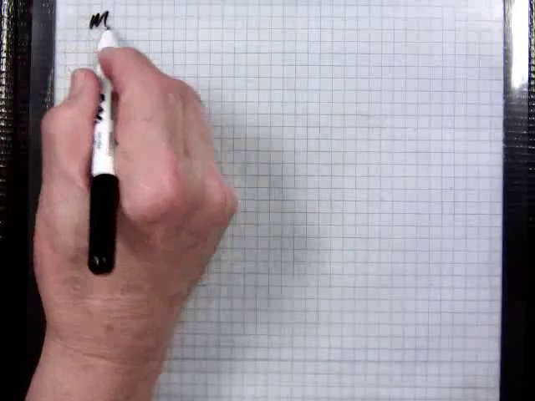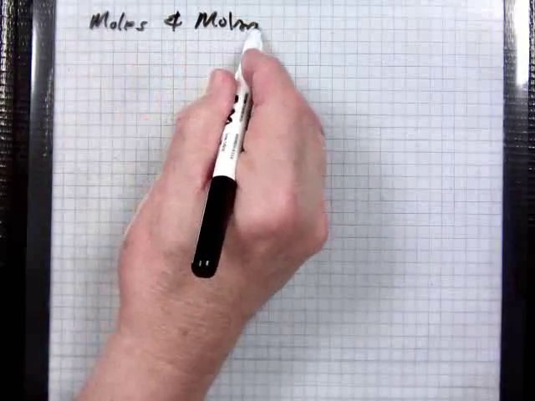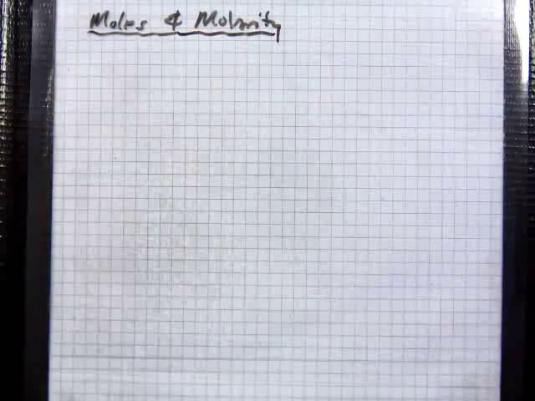Okay, first part is moles and molarity. Moles is a mass number. Molarity is a concentration number. Please keep that in mind.